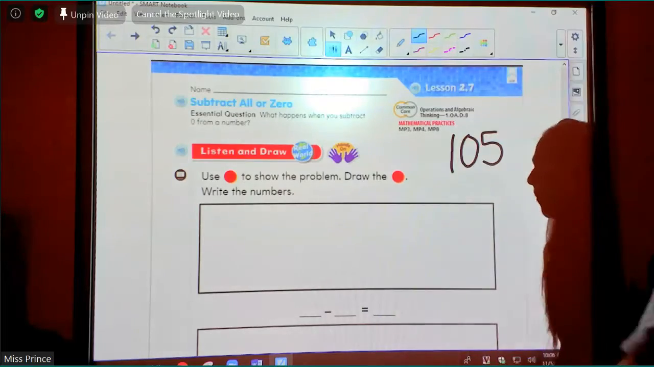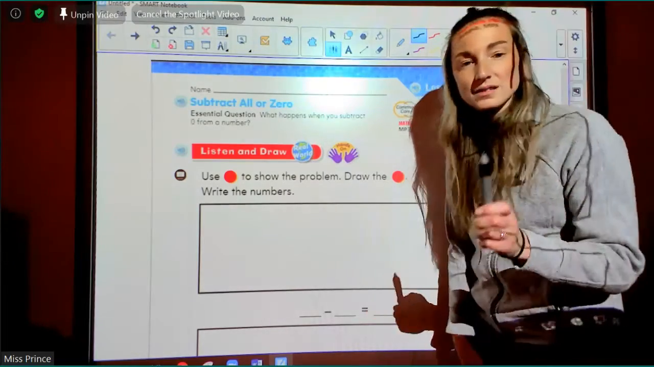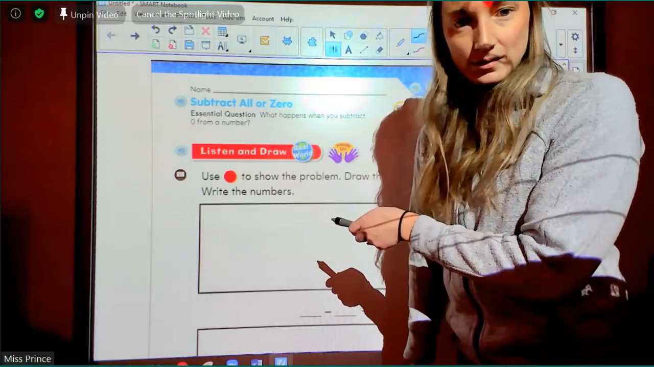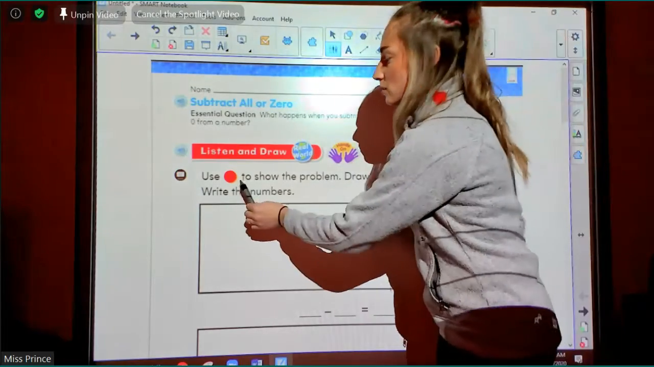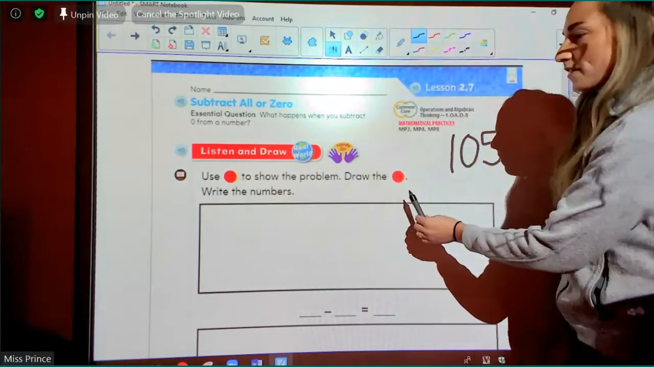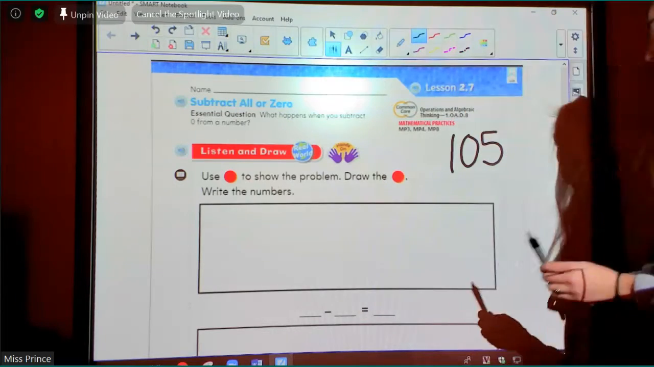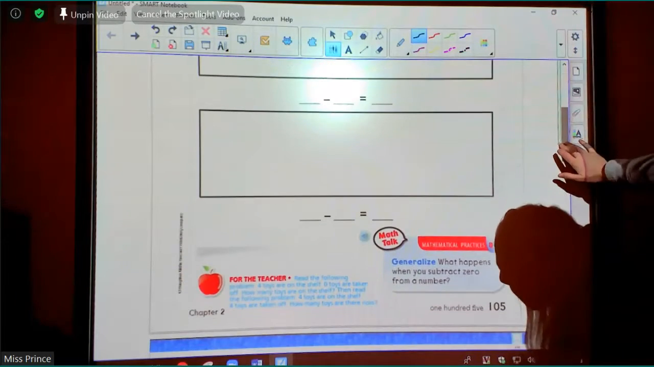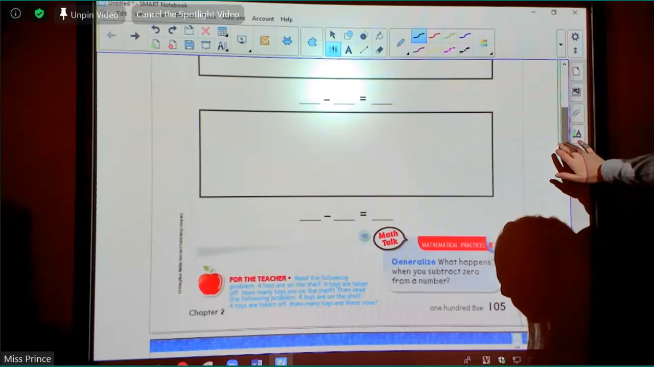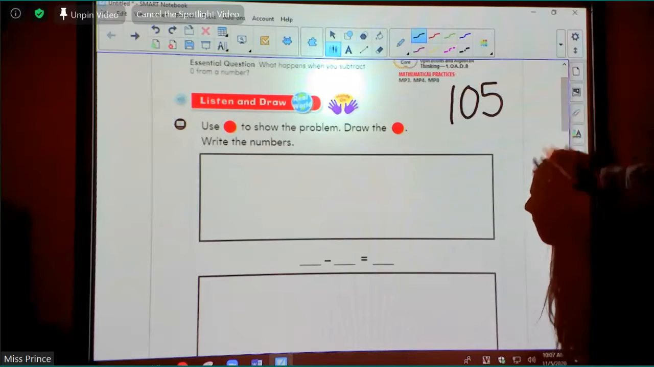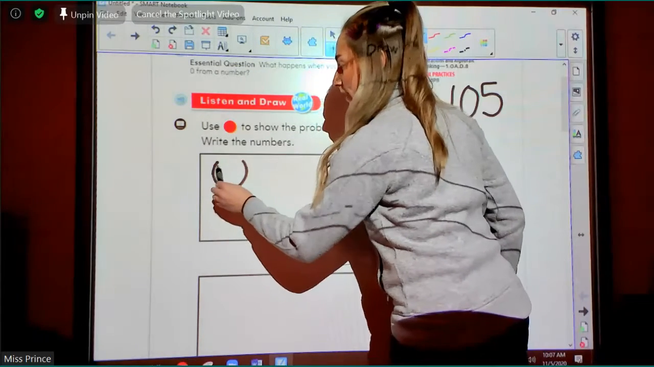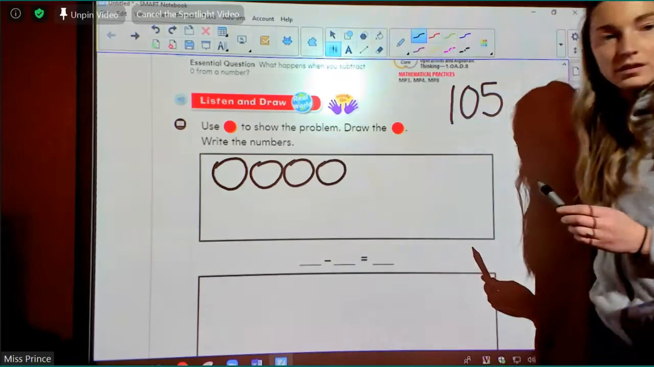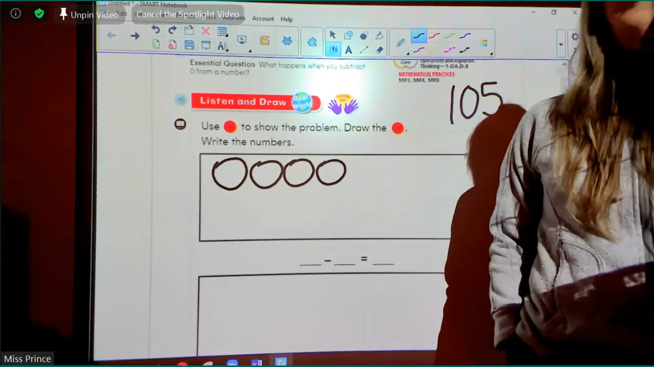Yeah. So, remember, as I'm writing on the screen, if I'm writing, you're writing, okay? Here we go. Use counters to show the problem. Draw the counters and write the numbers. Let's read the first problem. It says, 4 toys are on the shelf. So let's draw our 4 toys. 1, 2, 3, 4. Go ahead and draw your 4 toys on the shelf.